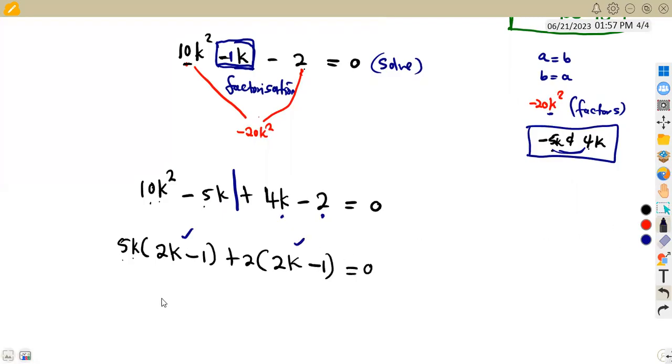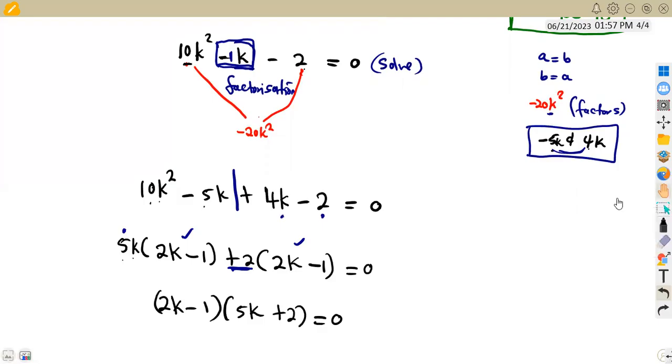So you're going to factor out the common bracket, 2k minus 1. If we factor out this bracket, we remain with 5k on this term. On the other part here, we are going to remain with a plus 2. So this is what we have, equal to 0.